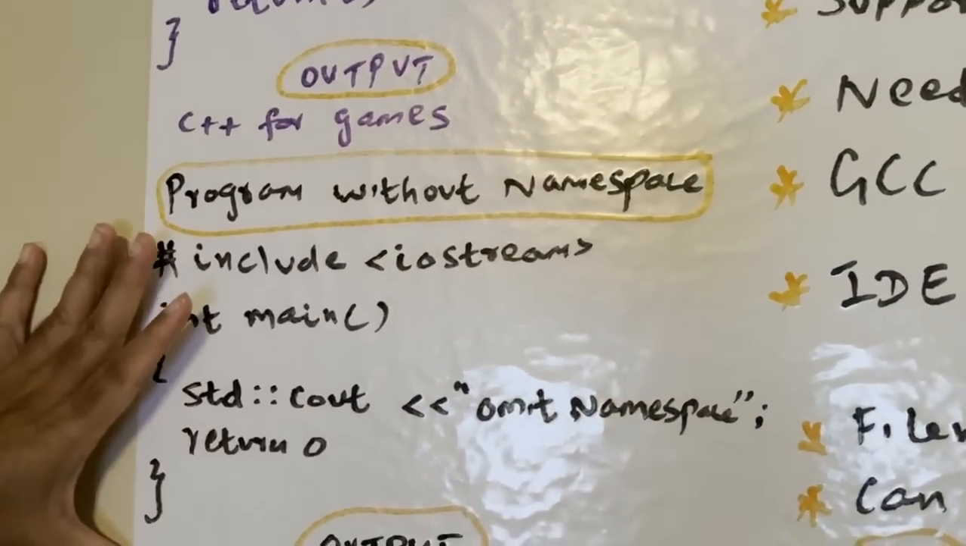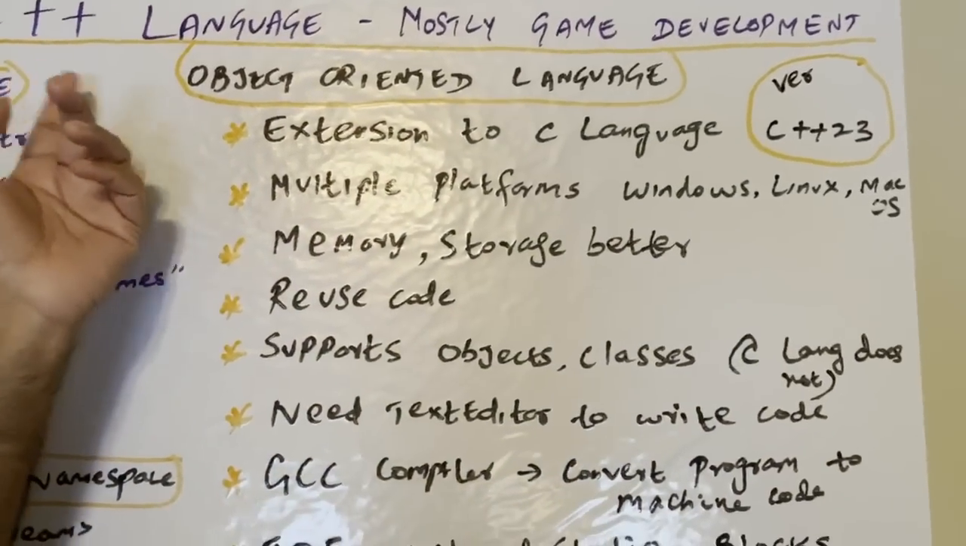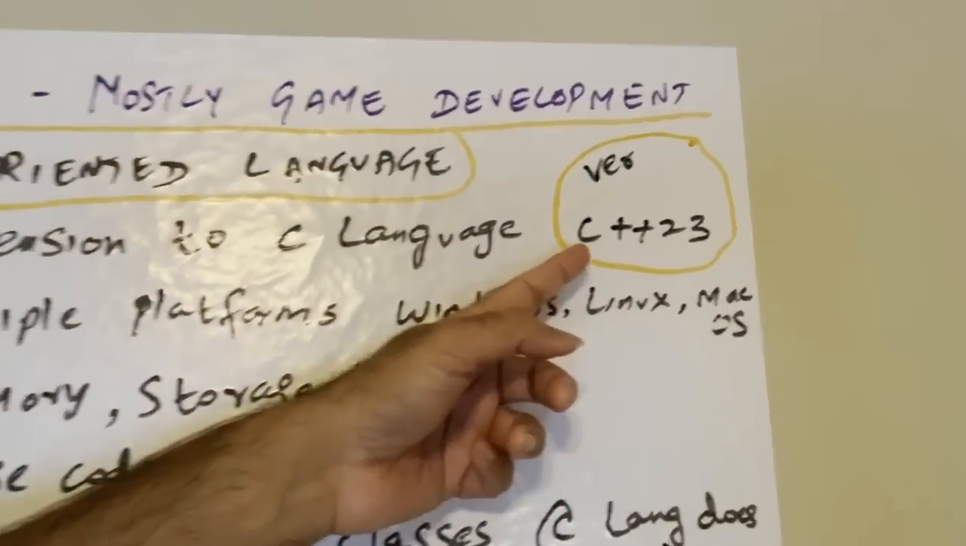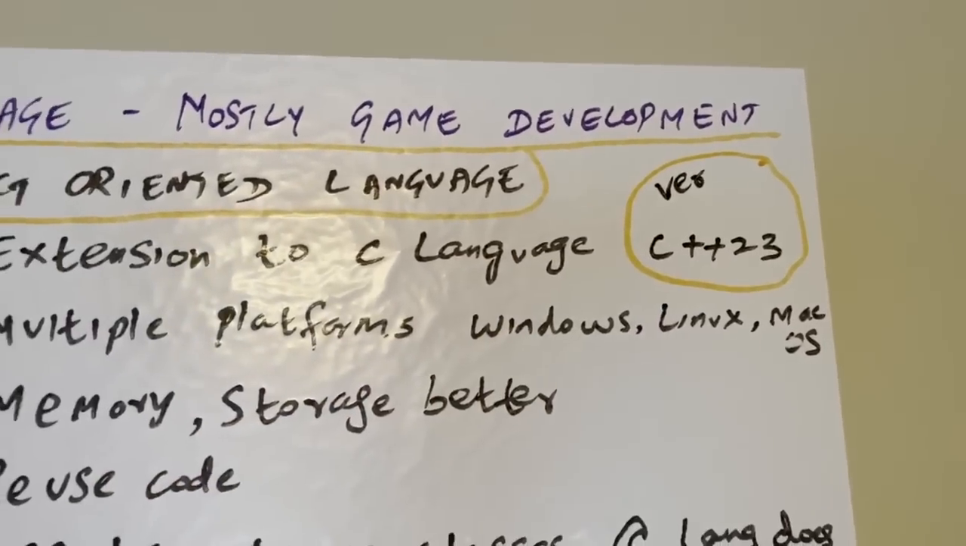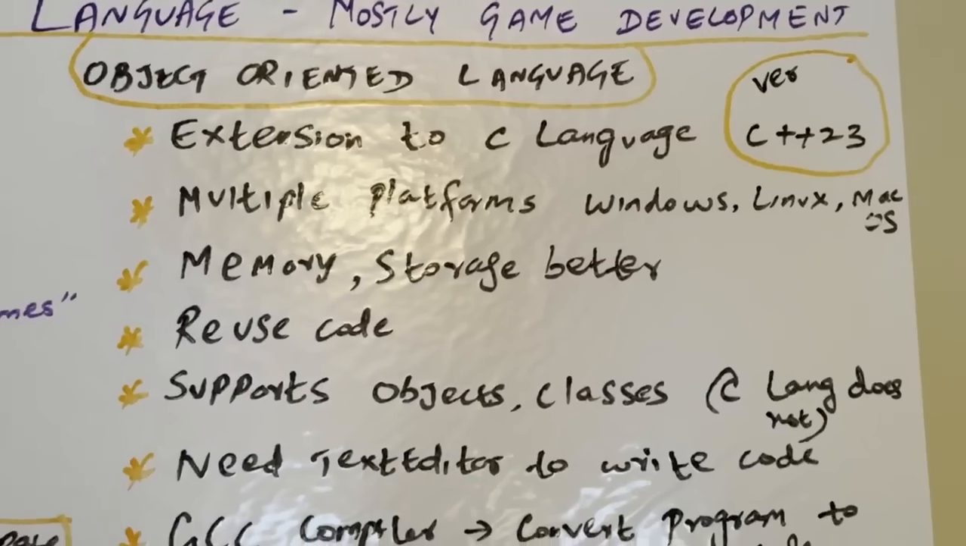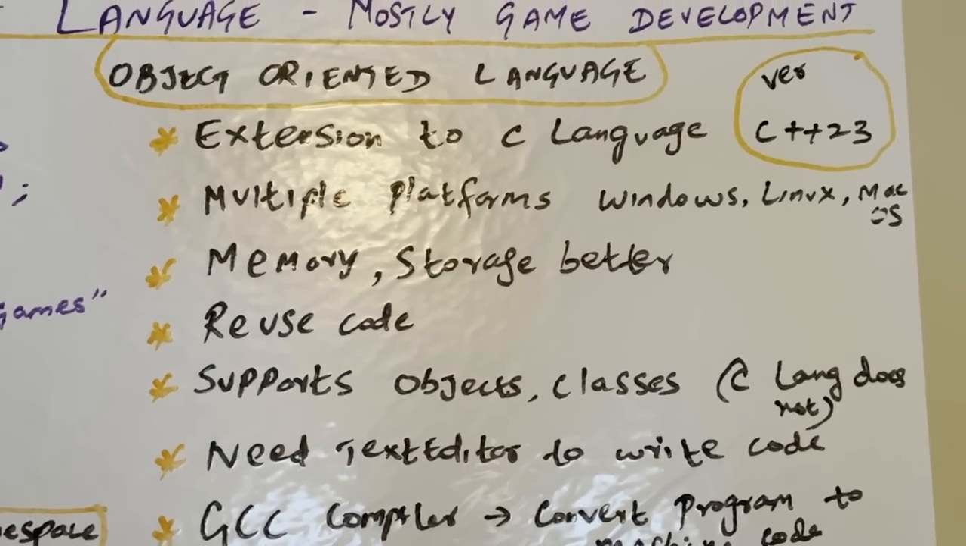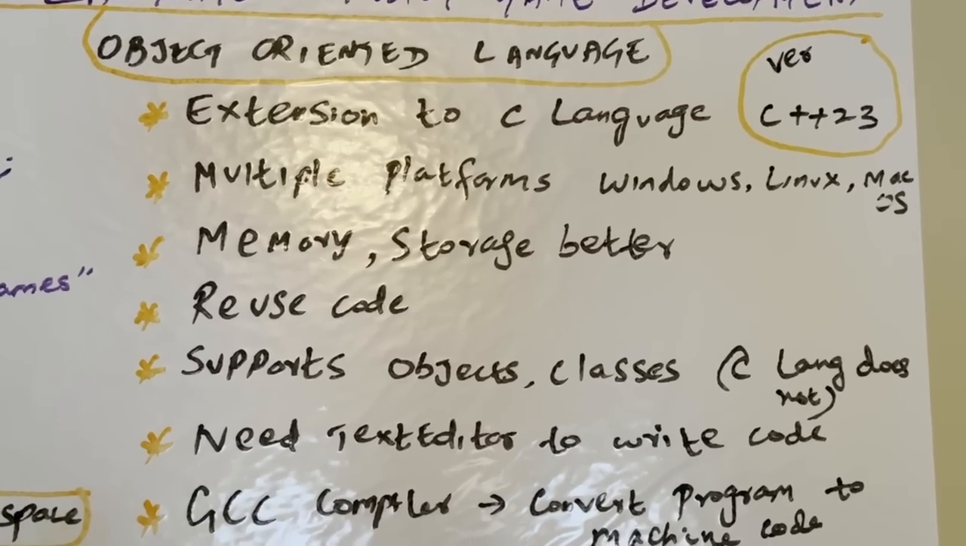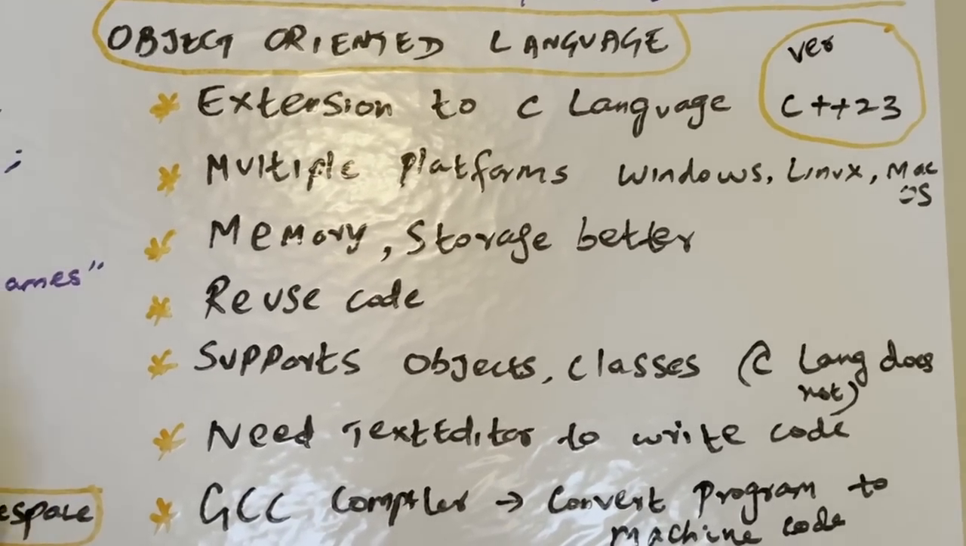This is another program. Let's move on to here. The current version of C++ is C++23. That is the latest version. I would advise you to be on the latest version so that the bug fixes will be there, and always look for the latest version of any software.